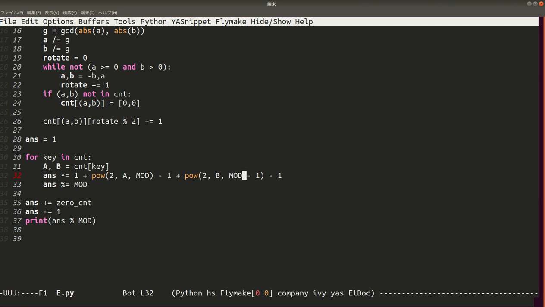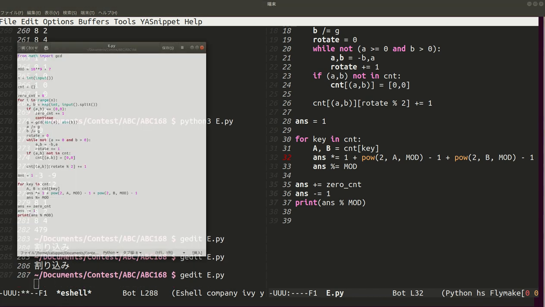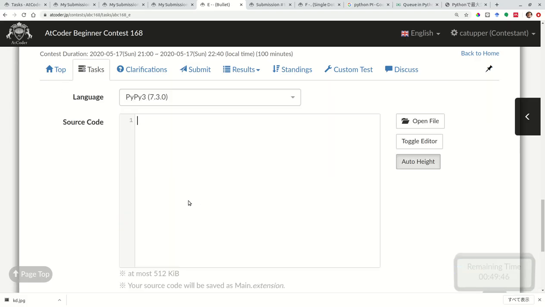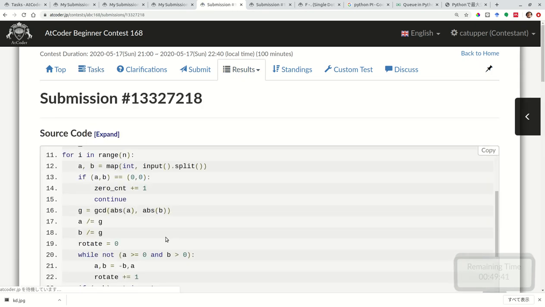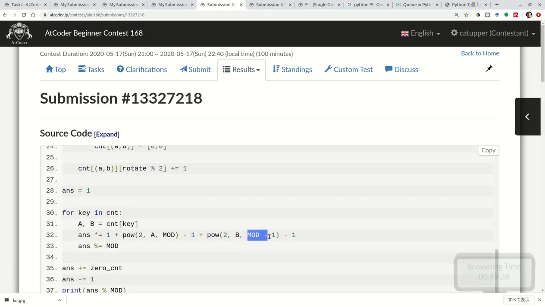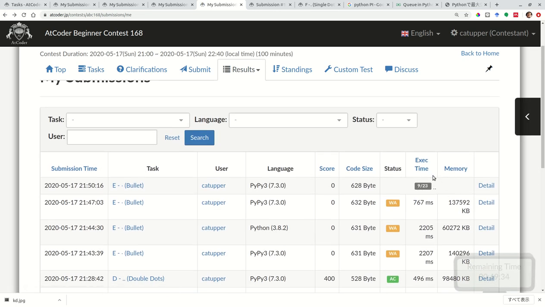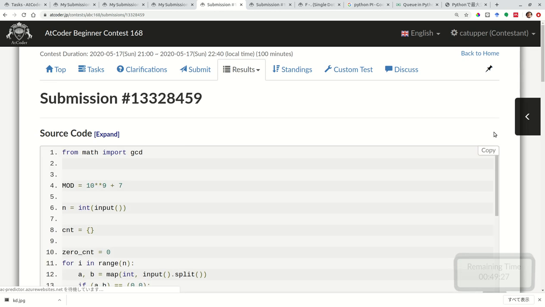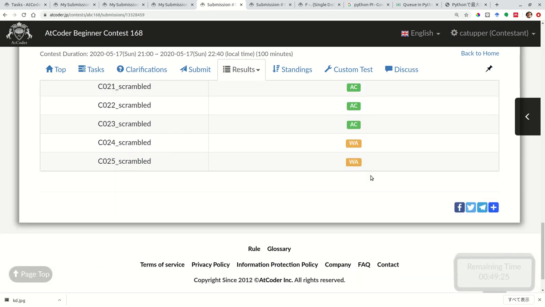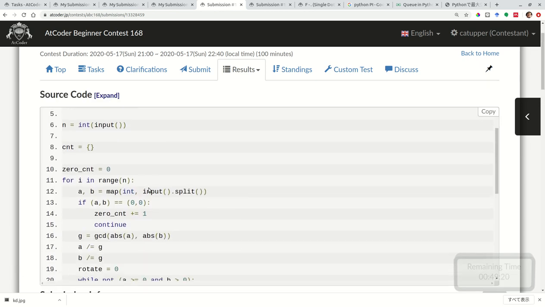Oh, I missed the mod. Okay, so I just submit it. Look at this. I have a different mod here. And this is what I think is correct. Oh, I got wrong answer again. Why? Only two. So some corner case that I forgot to consider.